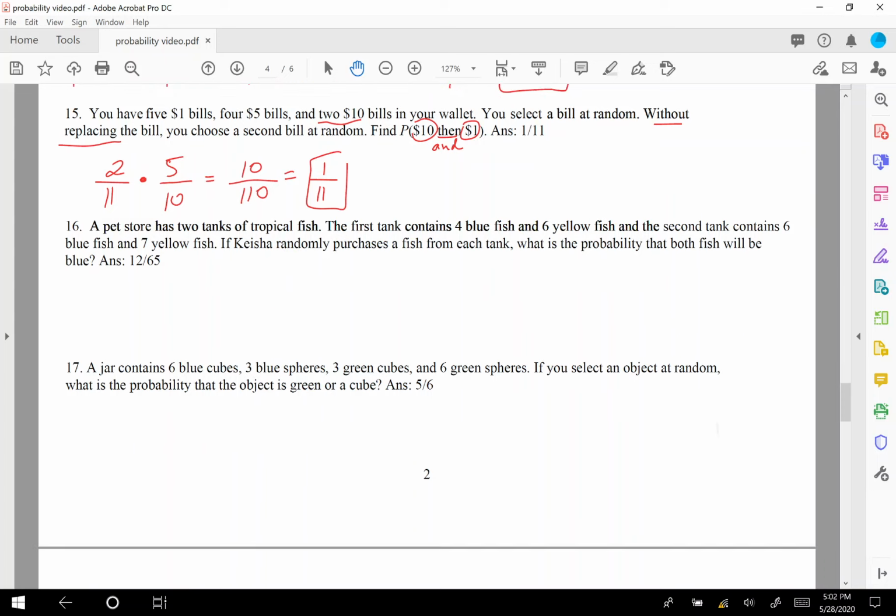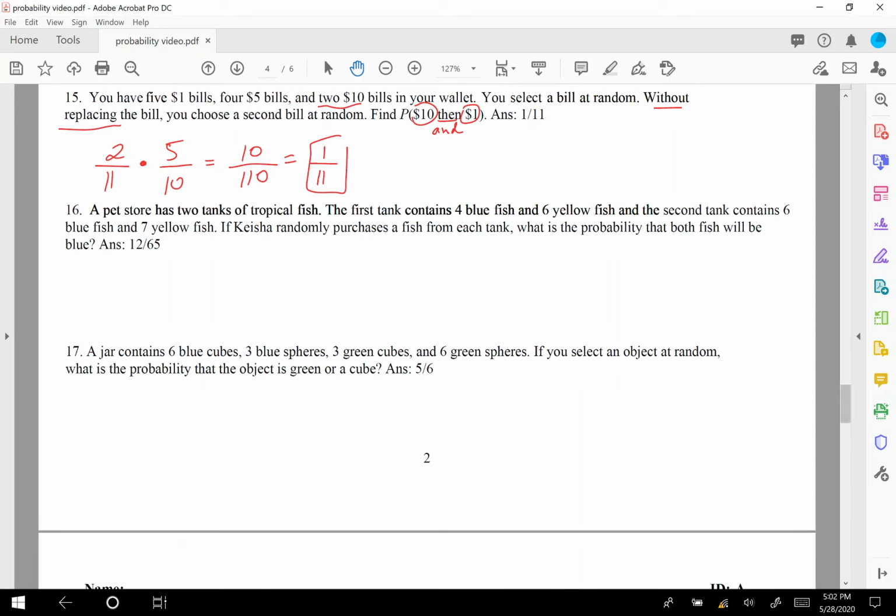All right, last few here, guys. Okay, a pet store has 2 tanks of tropical fish. The first tank contains 4 bluefish and 6 yellowfish. And then the second tank contains 6 bluefish and 7 yellow. If Keisha randomly purchases a fish from each tank, what is the probability that both fish will be blue?